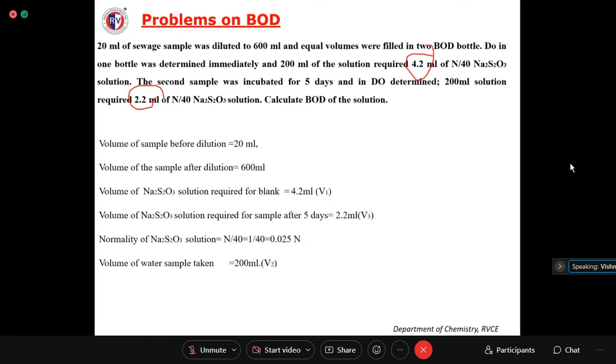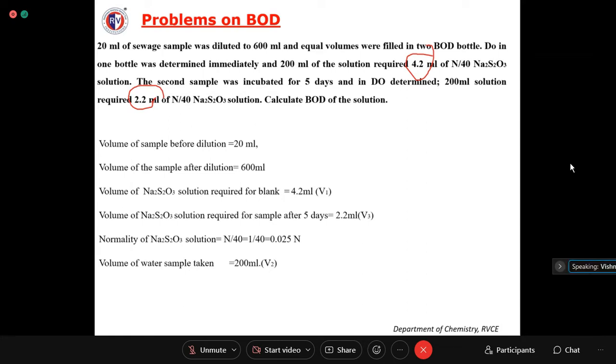One by one we will write. I think you are following that. Volume of sample before dilution is required. That means how much sample I have taken? 20 ml of sample only. Then volume of sample after dilution, 600, diluted to 600. That means total volume is 600 ml.